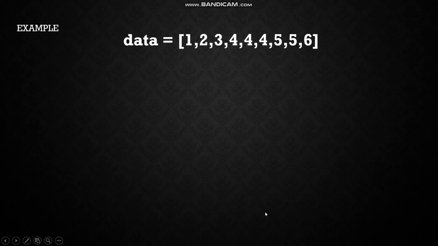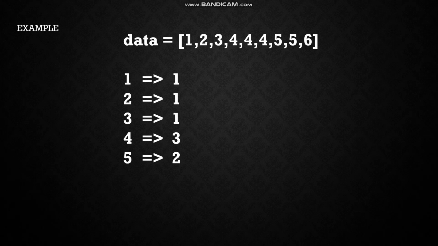For example, this is your data: 1, 2, 3, 3 times 4, 2 times 5, and 1 time 6. It gives us: 1 is 1 time, 2 is 1 time, 3 is 1 time, 4 is 3 times, 5 is 2 times, and 6 is 1 time. In total we have 9 numbers.